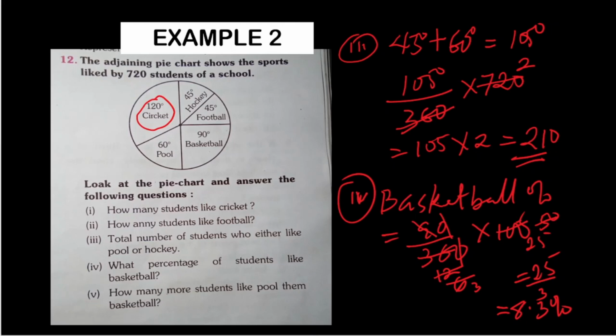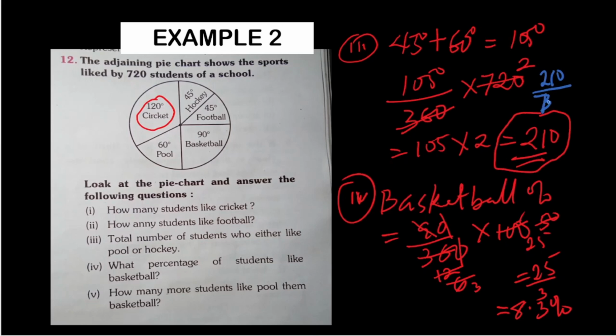Now let me show you something here. It's possible that they ask you to find this one. Maybe you are not given the degree. You are just given the number. So like this one, the total number of students that liked hockey and pool is 210 students, right? We now want to get the percentage of this set of students. So this would then be what? 210 out of what? 720, because the total number of students is 720.